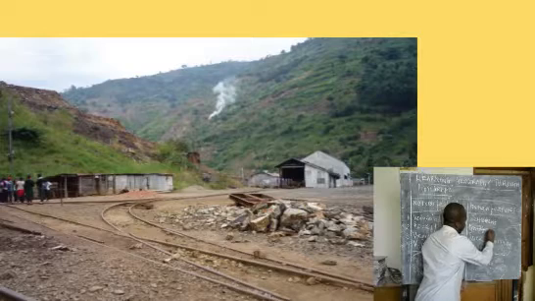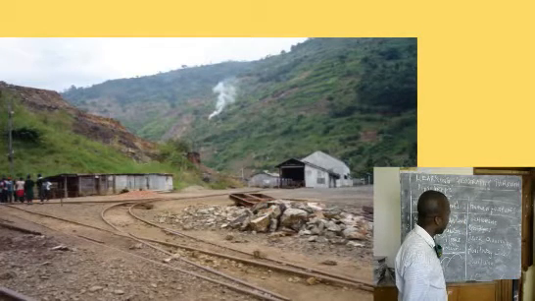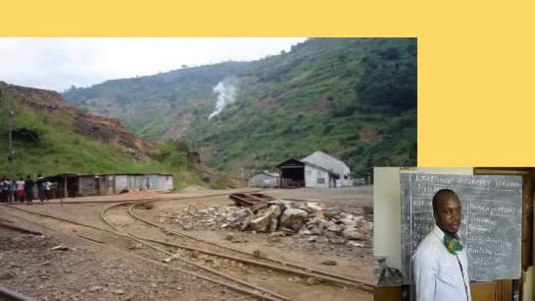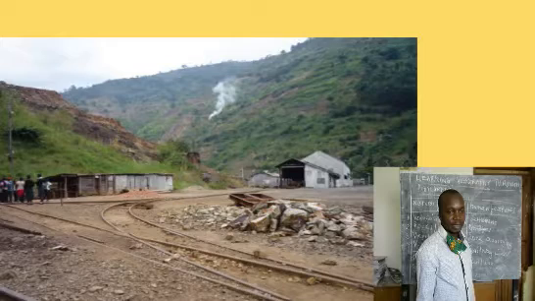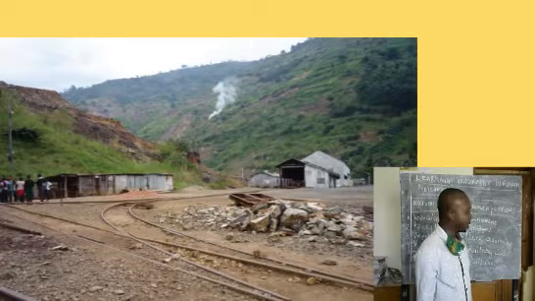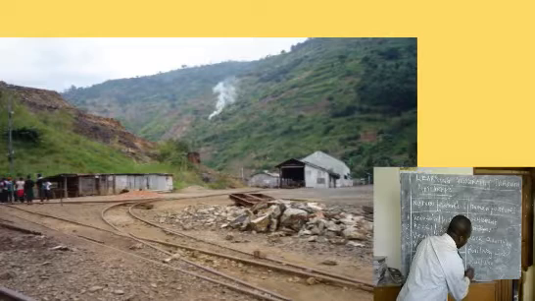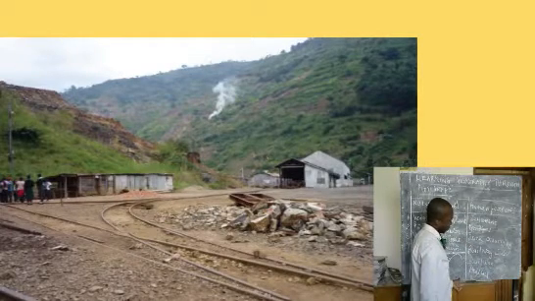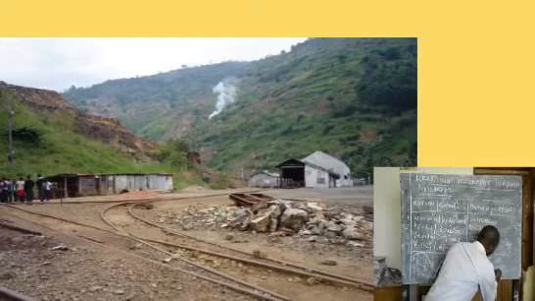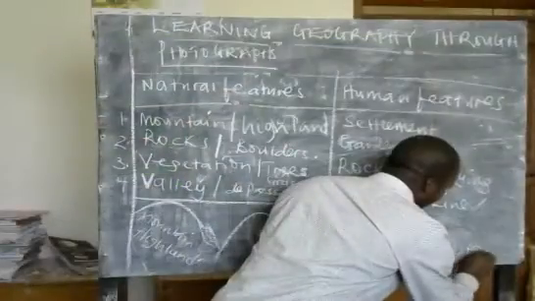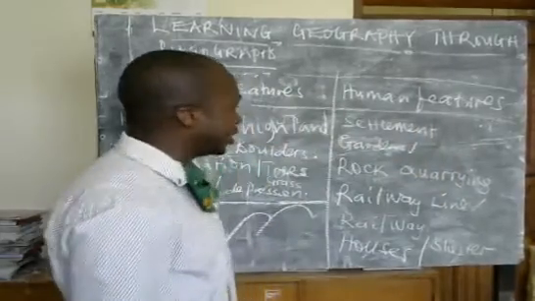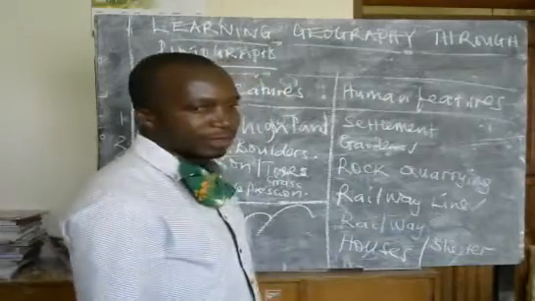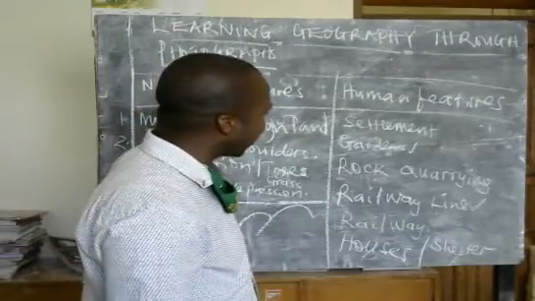Good. Then three, the other human feature that we can see there happens to be settlements. We are seeing some houses. You may call it shelter. It may be buildings. Those ones indicate that we have some settlements taking place there.